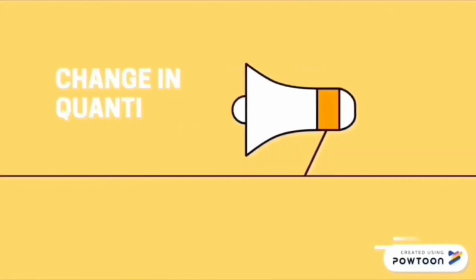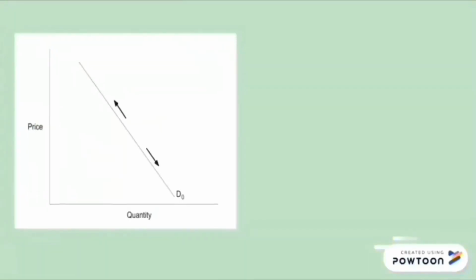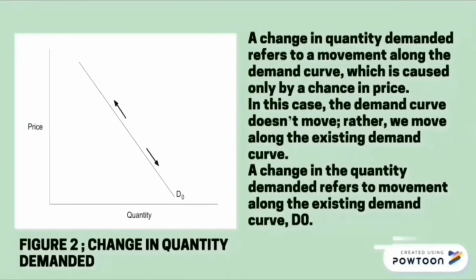Change in quantity demanded. A change in quantity demanded refers to a movement along the demand curve, which is caused only by a change in price. In this case, the demand curve doesn't move; rather, we move along the existing demand curve.